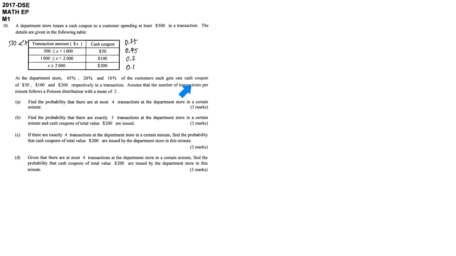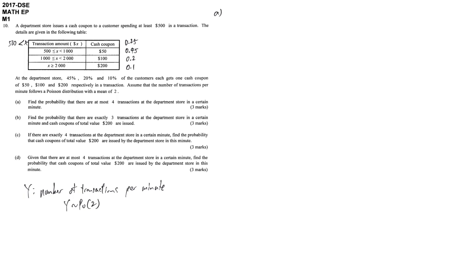Now we are going to assume the number of transactions per minute follow a Poisson distribution with the mean 2. Part A, they just simply ask you about the number of transactions. So this is totally not related to the coupon part. We focus on part B. But beware that X is already occupied for the transaction amount, so we better use another unknown. Let's say we let the random variable be Y. And we know that Y follows a Poisson distribution with mean 2.